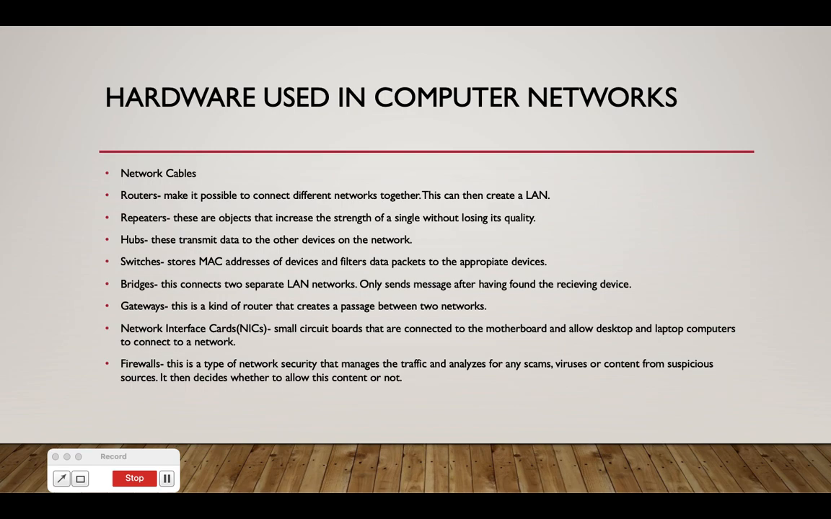We have the bridges. They connect two separate LAN networks, and they only send a message after having found the receiving device. Next, we have the gateways. It's a kind of router that creates a passage between two networks. And then we have the NICs, the network interface cards. They're small circuit boards that are connected to the motherboard and allow desktop and laptop users to connect to a network. Next, we have the firewalls. They're a type of network security that manages the traffic and analyzes for scams, viruses, or content from suspicious sources. Then it decides whether to allow or block this content.